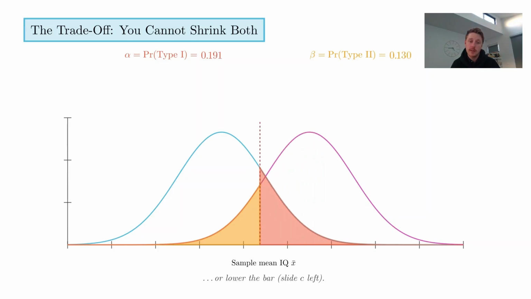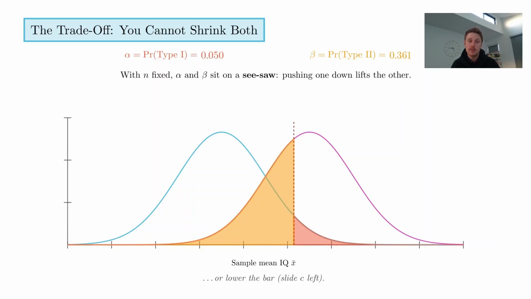Or you can go the other way. You can decrease the risk of making a type 2 error, but then you increase the risk of making a type 1 error. And so it's sort of like a seesaw. So with n fixed, n is our sample size, we have 25 participants, alpha and beta sit on a seesaw. Pushing one down lifts the other up.